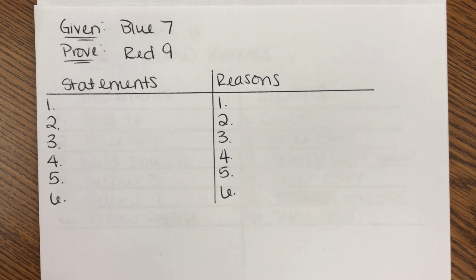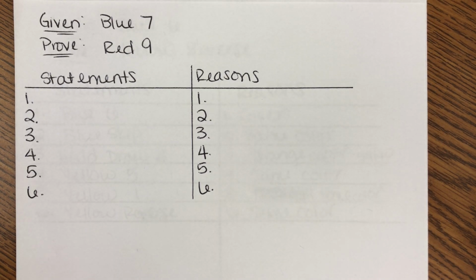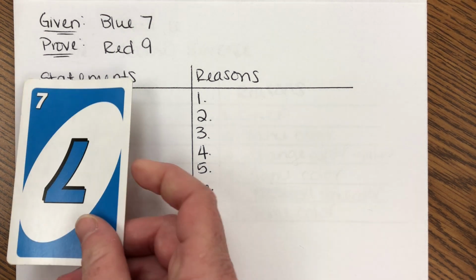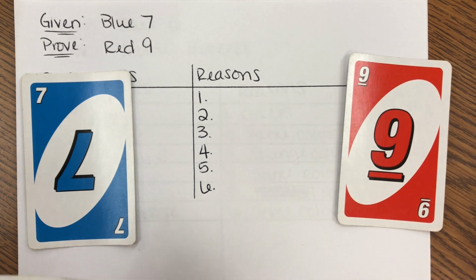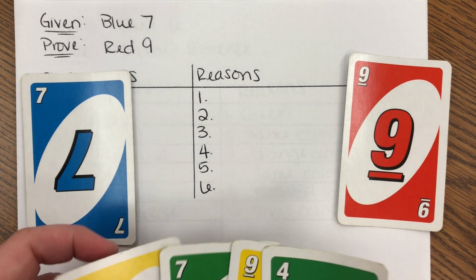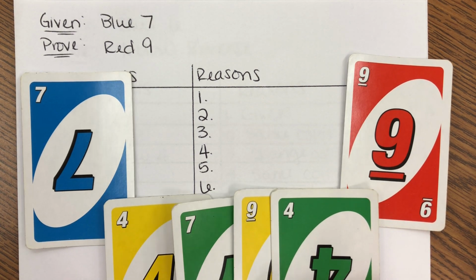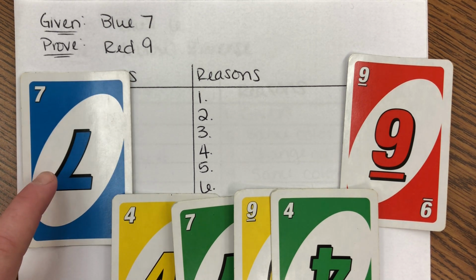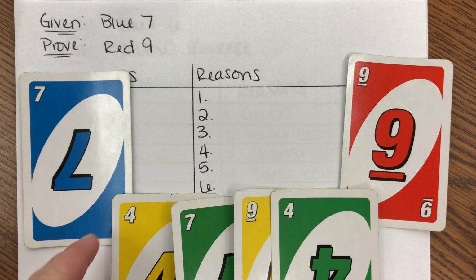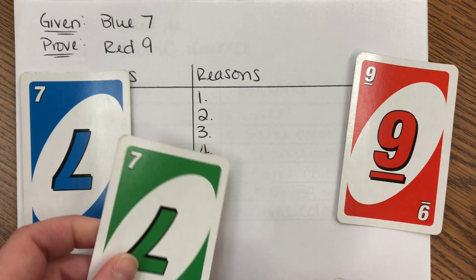All right, this one's gonna have 4 cards in the middle. I'm gonna start off with a blue 7. I have to end up with a red 9. And the 4 cards I'm gonna use in the middle are these guys. Okay, so none of those are the same color. What do I do? What card can I use after a blue 7? Do I have any blue cards? No. Do I have any 7 cards? Yes, I do. So I'm going to use this green 7.